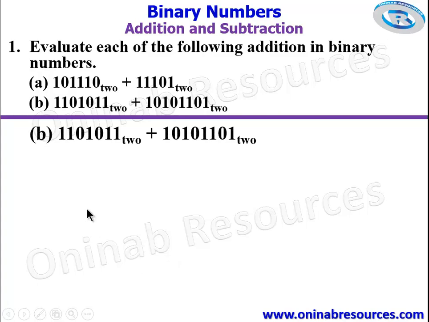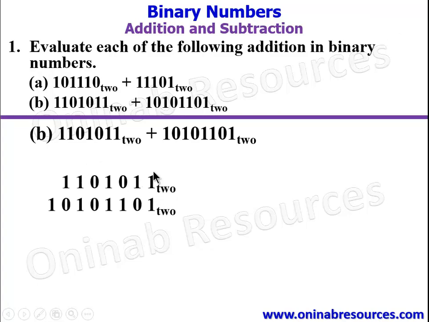We then go to 1B. For 1B, we have 110111 base 2 plus 1010101 base 2. So again, we are arranging in block form, still maintaining the last digit corresponding with the last digit of the two numbers. The second to the last corresponds with the second to the last, then the third, the fourth, and so on. Now we are going to add digit by digit starting from the last digit.